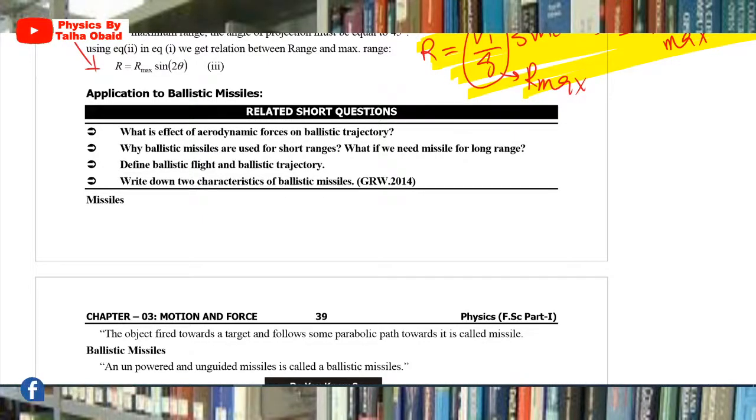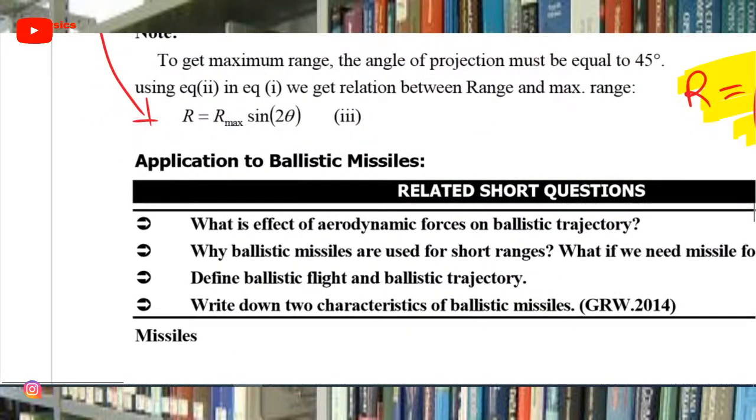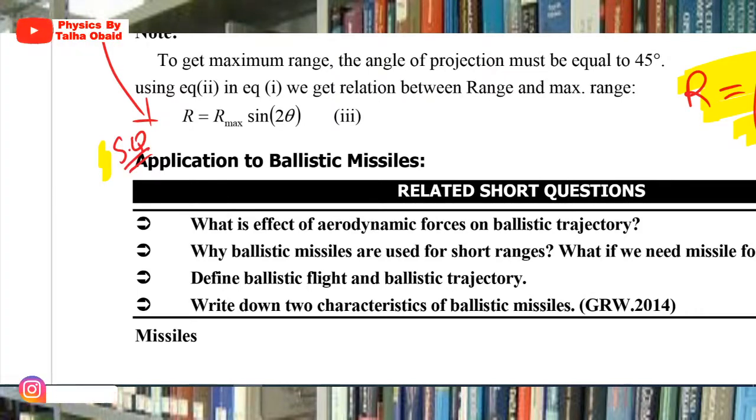So welcome to our board. This is today's topic and this is actually a short question. Application to ballistic missiles.